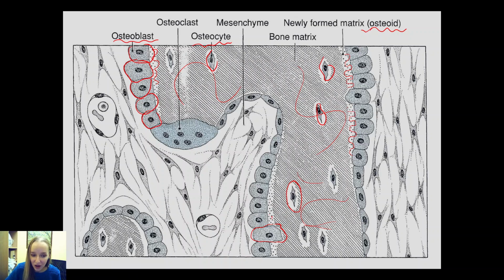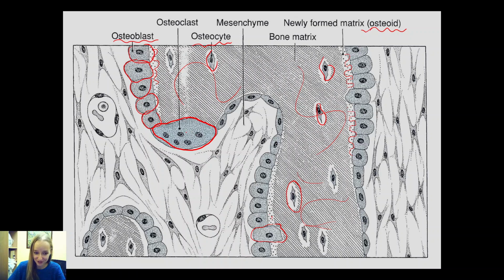There are no isogenous groups here because osteocytes are not able to divide. Remember that. These are not dividing. Osteoblasts and osteocytes, no division. Among osteoblasts, we sometimes can observe osteoclasts here, these big, huge cells. Osteoclast. This is one big osteoclast right here.